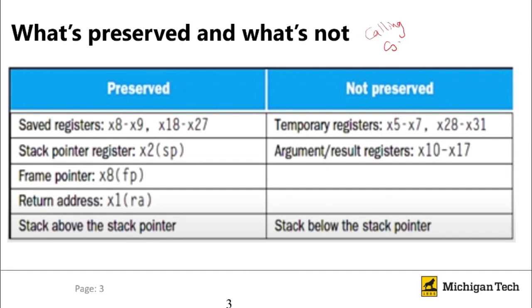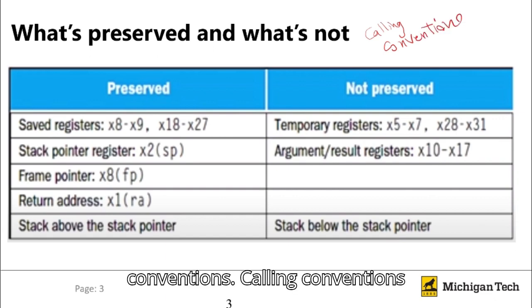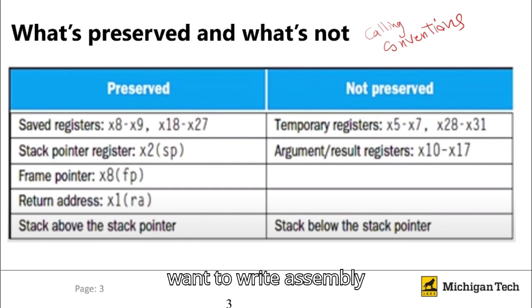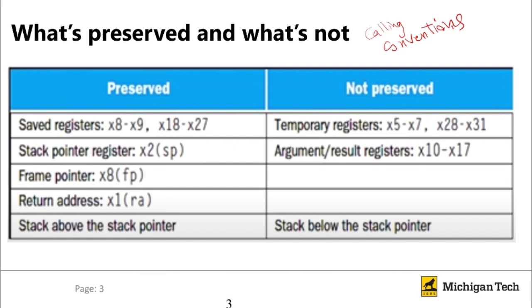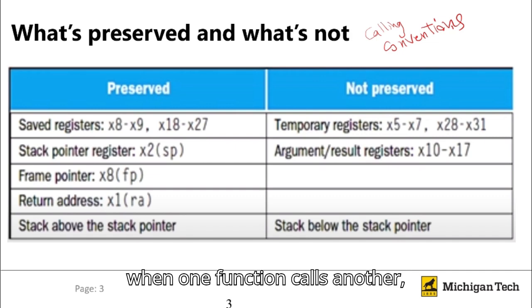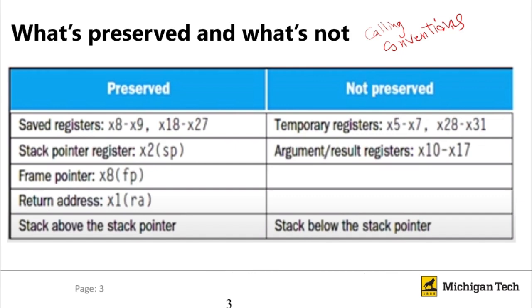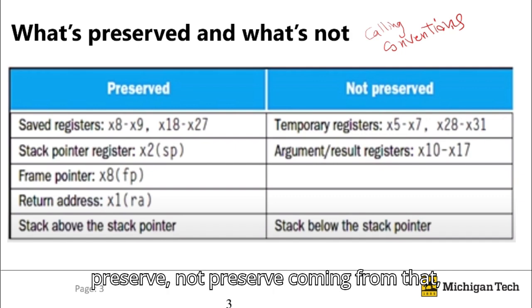Calling conventions are some rules that, if you want to write assembly code to implement procedure call, you need to consider. In this case, when one function calls another, some registers must keep their values, some registers are allowed to change. And these preserved and not preserved come from that.